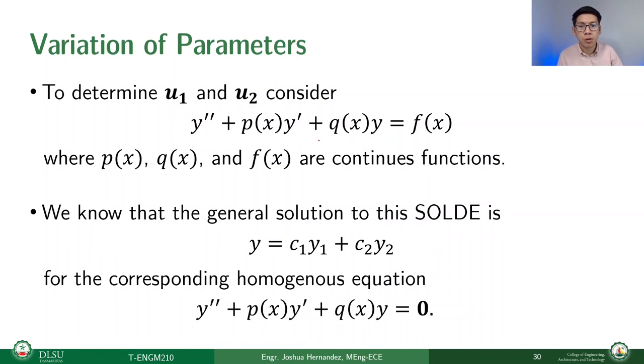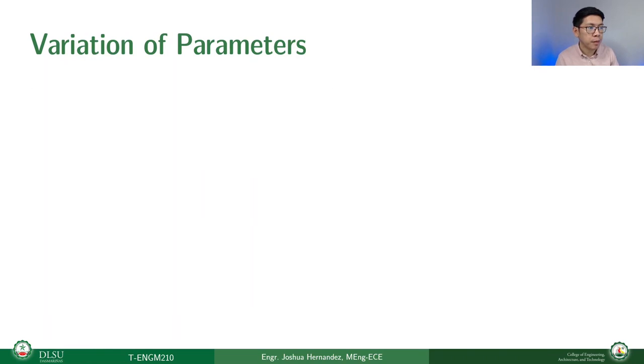Okay? So, just divide the whole equation by the coefficient of y double prime, because what we seek is the standard form of it wherein y double prime is isolated and has no coefficient. The coefficient is equal to 1. We'll illustrate this in a sample problem later.